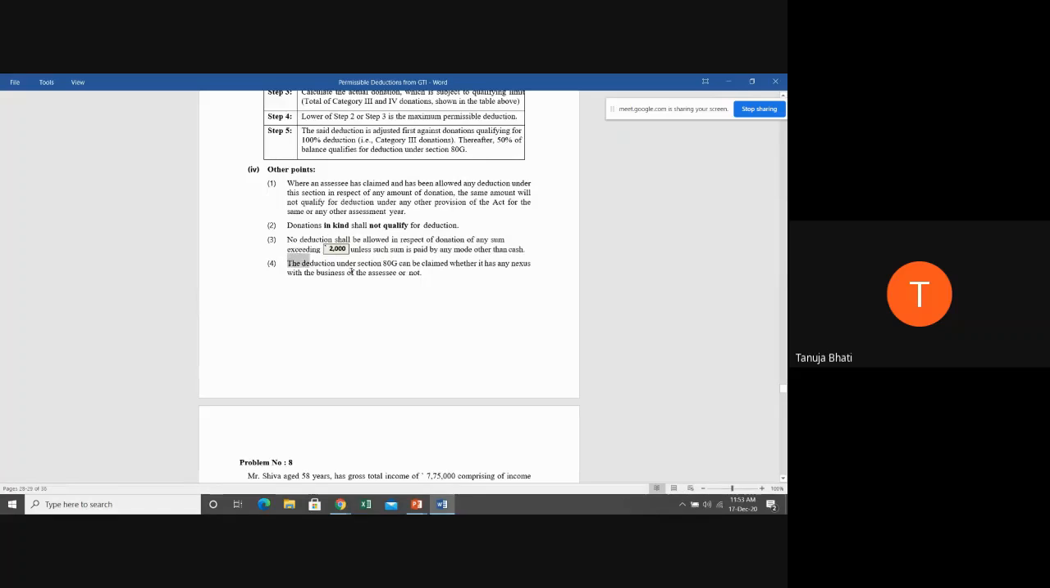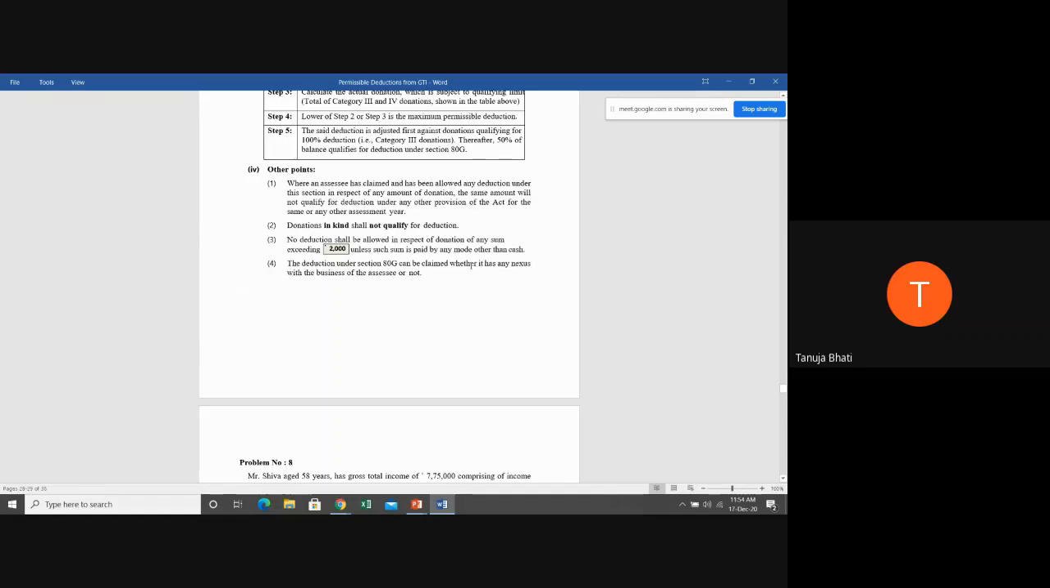Okay, so the deduction under 80G can be claimed whether it has any nexus with the business of the SSE or not. So even if the donation is not related to the business of the SSE, he's just making it out of his personal thing, still he will get a deduction under section 80G. So these were the points that we need to remember.